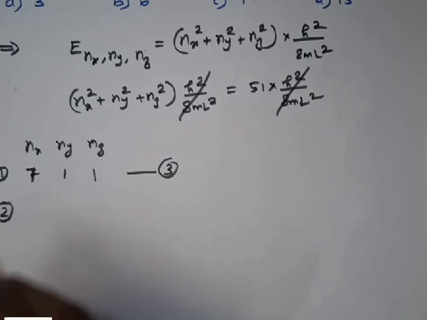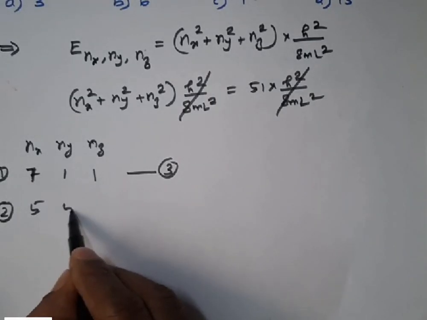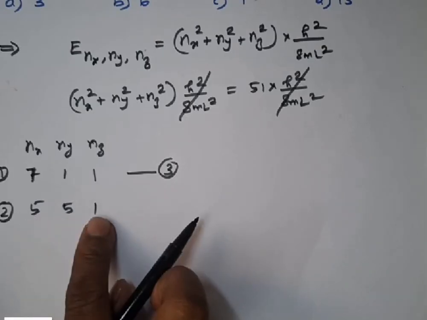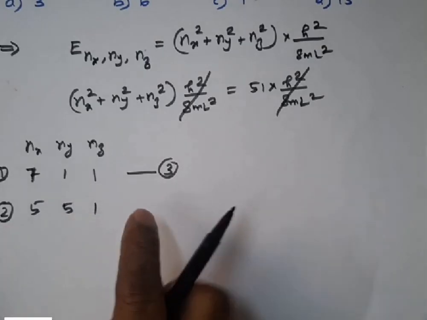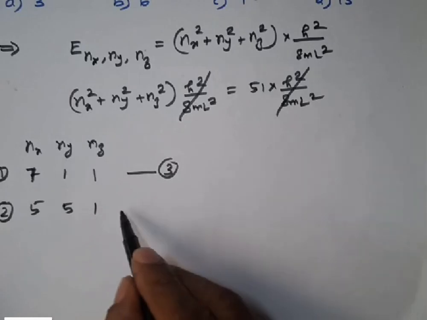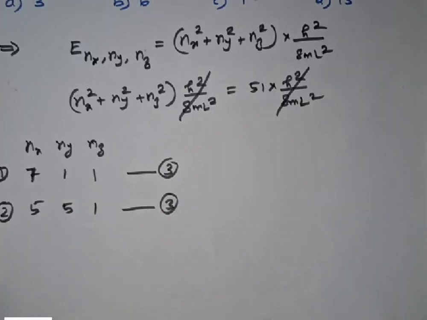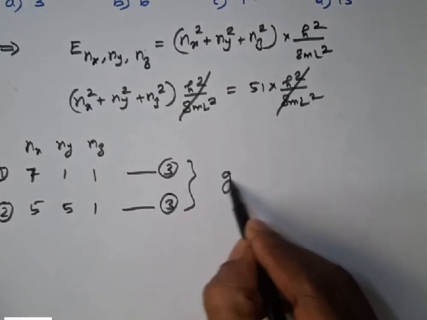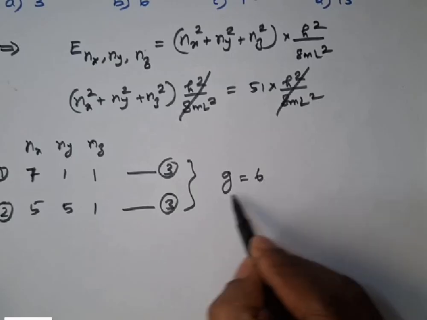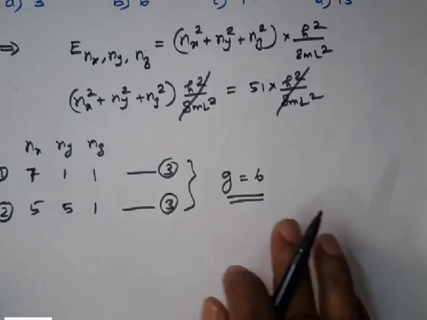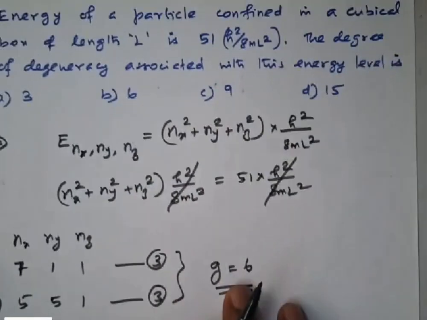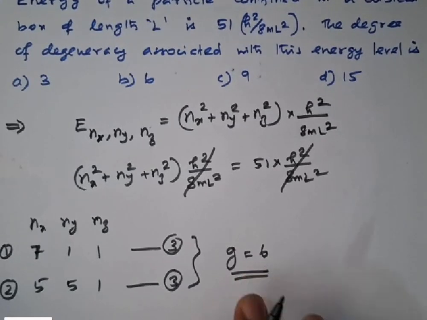Then, any other combination possible? 5 5 1, very good. 5 5 1, 5 1 5, 1 5 5. Correct. So here also we have 3 possibilities. Any other options? No, sir. So what's the degeneracy then? Degeneracy is equal to 6. So the degeneracy of this energy level, 51 times h square by 8 m L square, is 6.